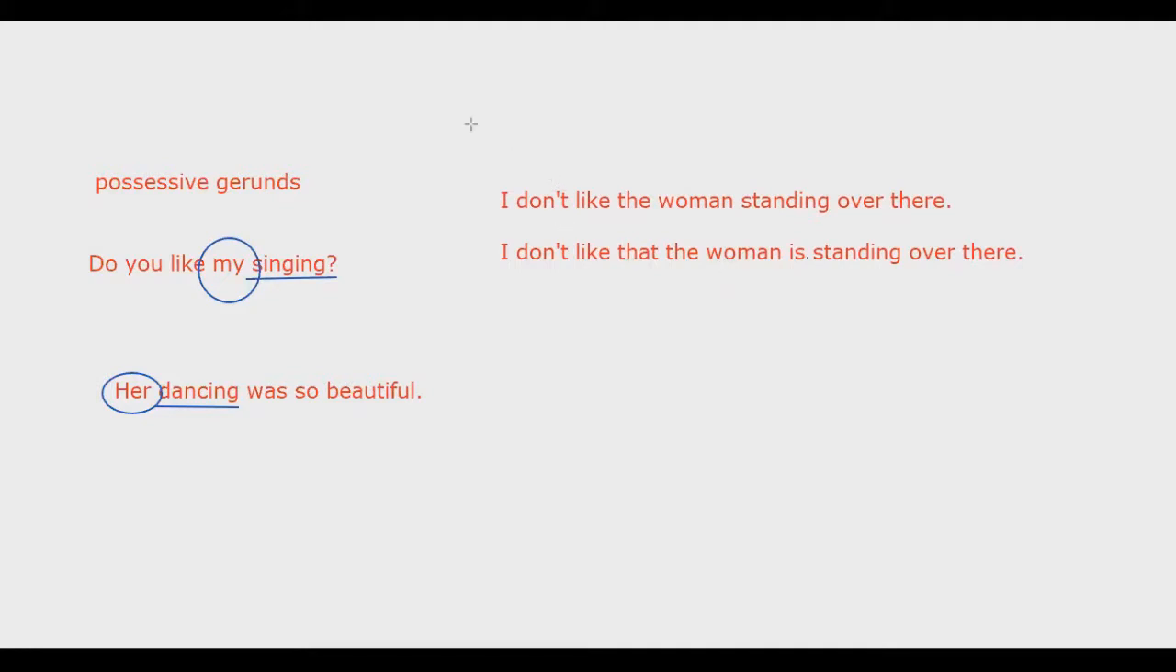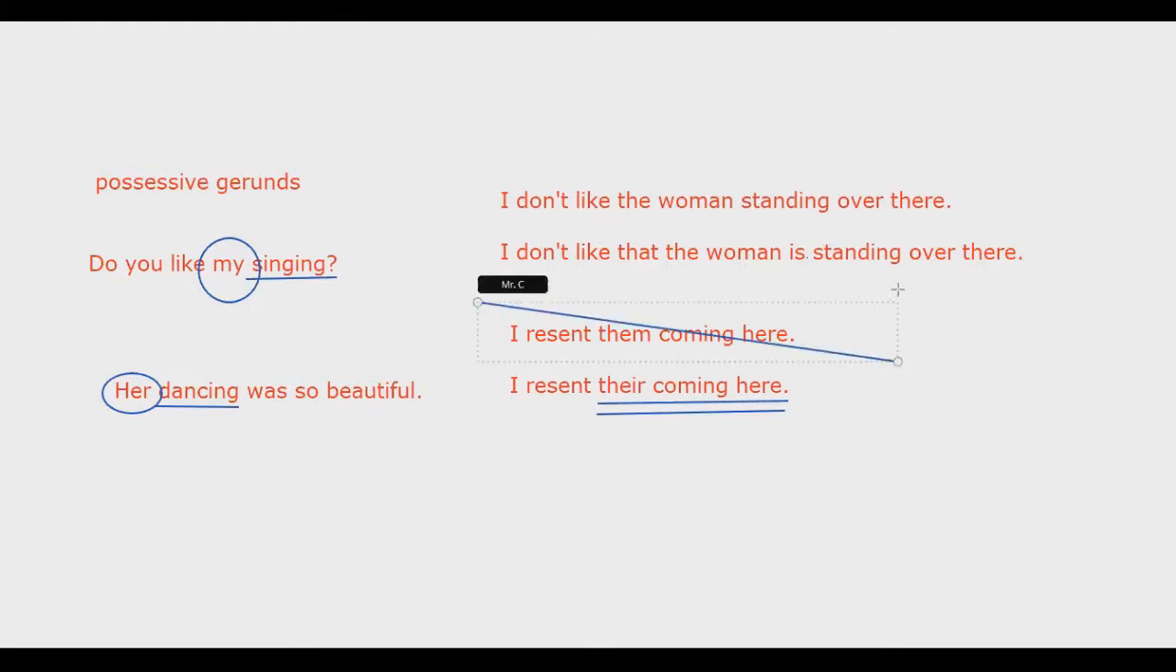And another example where this would cause some confusion is this: I resent them coming here versus I resent their coming here. So do you resent the people coming here or do you resent that they came here? Again, there's a key difference here. If you use the first one, it's ambiguous. But the second one makes it clear that it's not the people that you resent, you just don't like that they came here. So I would avoid using the first one, or at the very least, rephrase the second one if you don't like the way that the possessive gerund sounds.